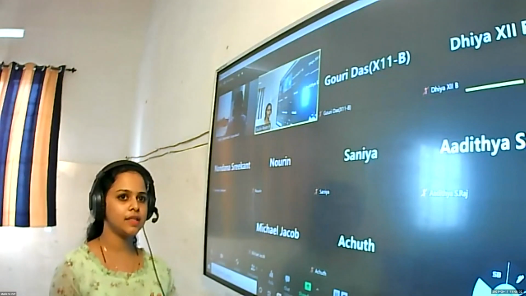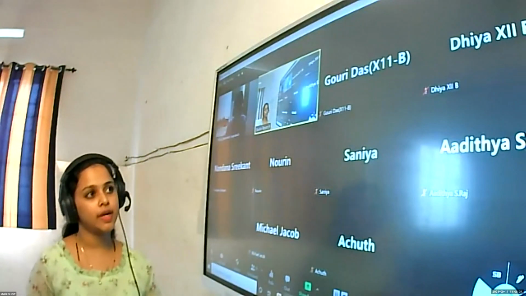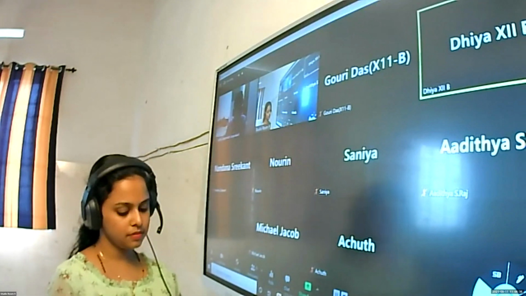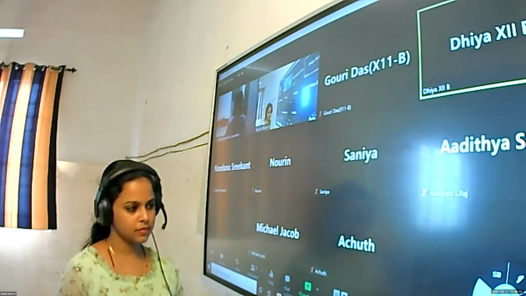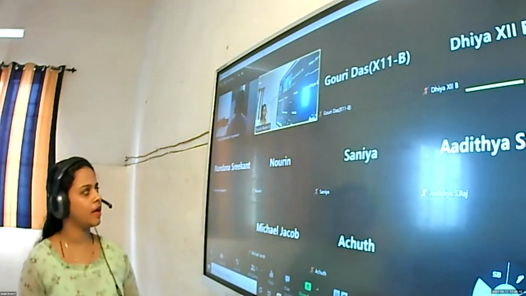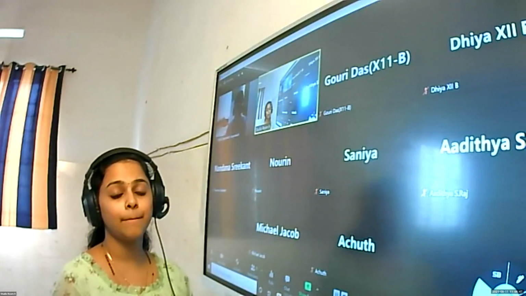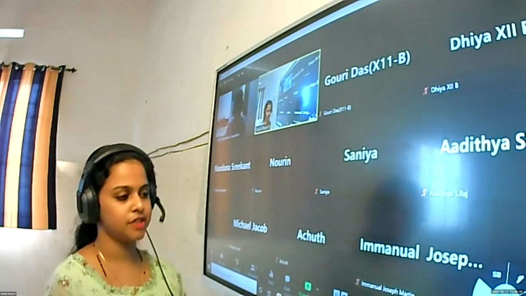Equation for calculating the direction of current. Phi equal to tan inverse of (chi L minus chi C) by R. Chi L minus chi C divided by R. Nandana. Yes, ma'am.